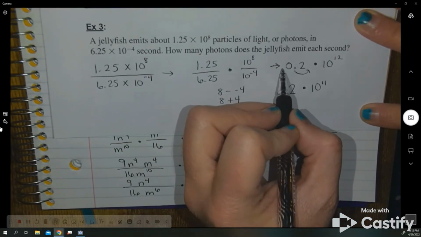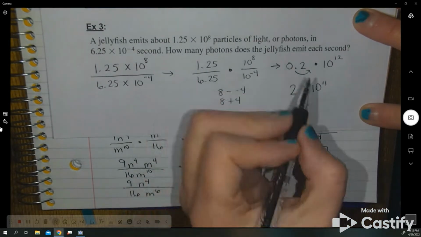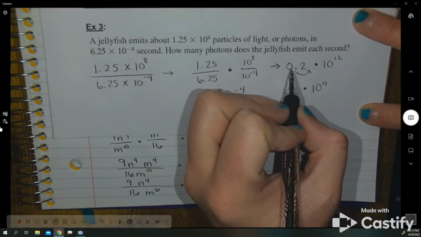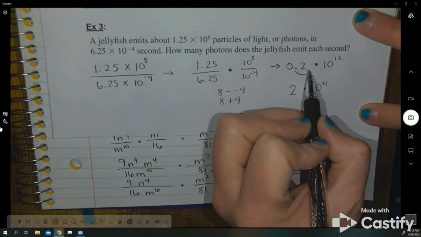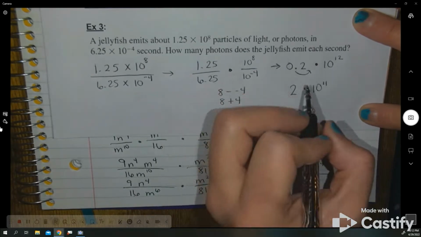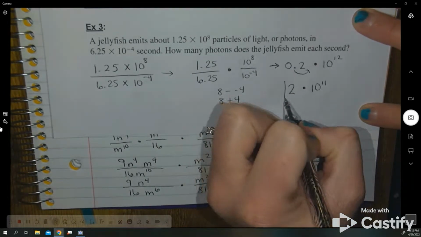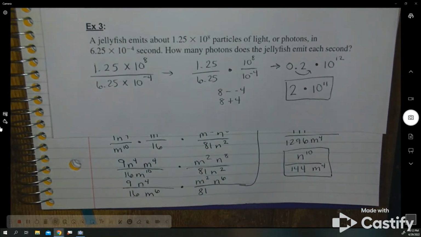If I had to move it to the left, let's say I had 12 and I had to make it 1.2, then I would have moved it to the left and I would have added to the exponent. So if I move to the right, I subtract 1 from the exponent, or however many times you move it. And if I'm going left, I'm going to add to the exponent. So it would be 2 times 10 to the 11th photons emitted each second.